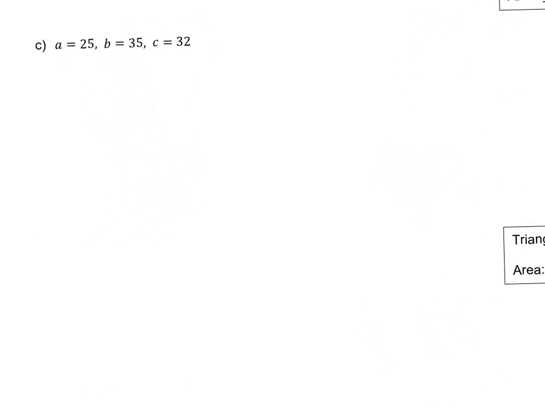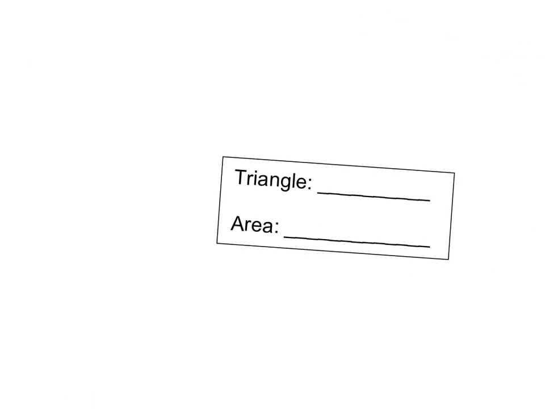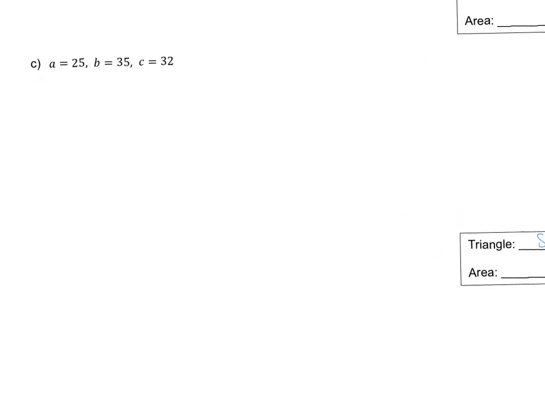So the problem that we're going to be looking at is part C. And in part C, we're given all the sides of the triangle. So I don't have to draw this triangle to know that this is going to be a side, side, side triangle because I'm just given all the sides already. So I'm going to label this as a side, side, side triangle. And I have to find the area of this triangle.